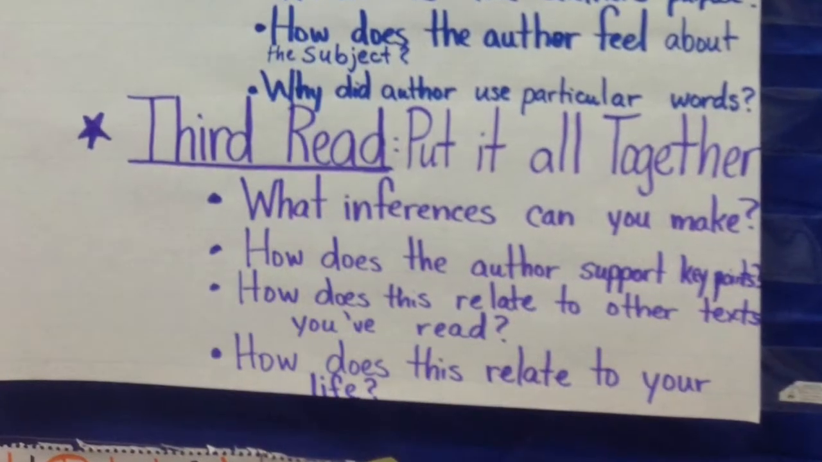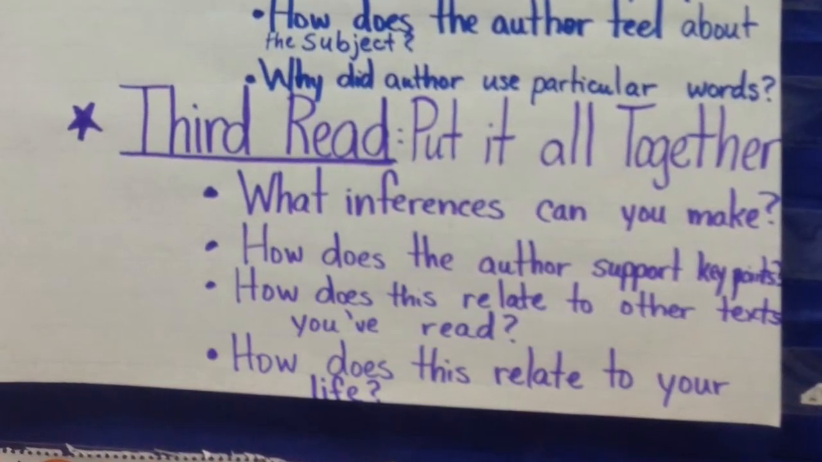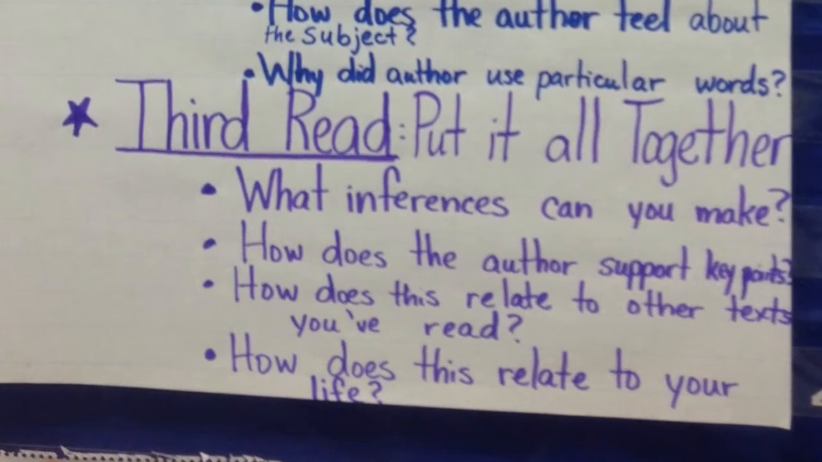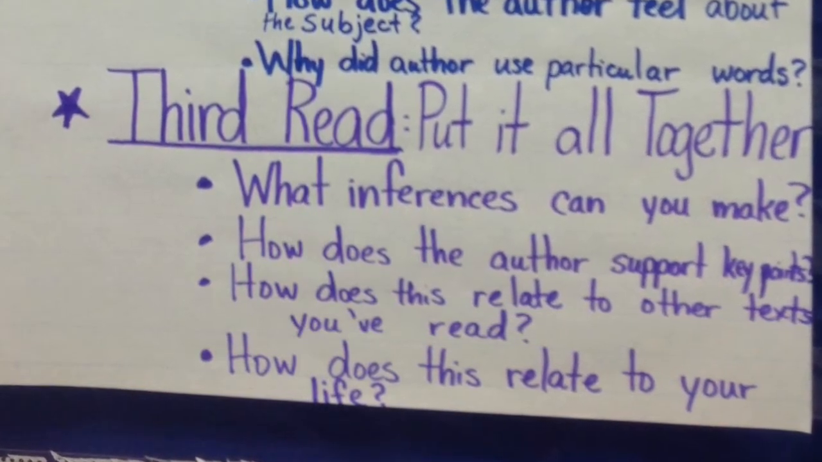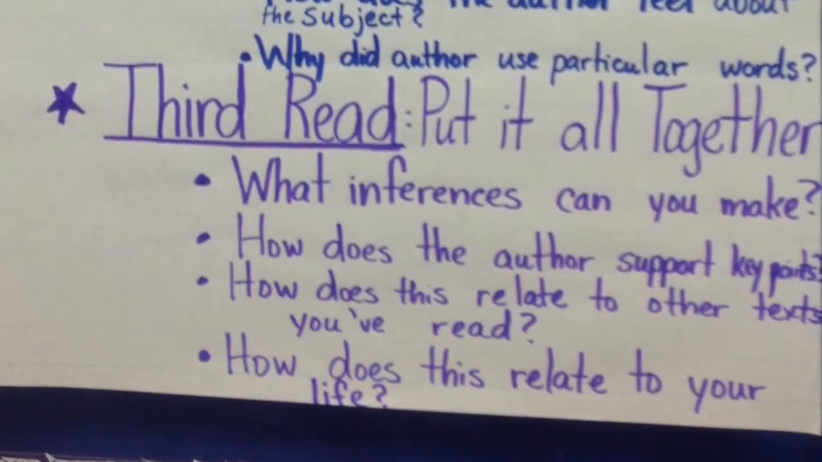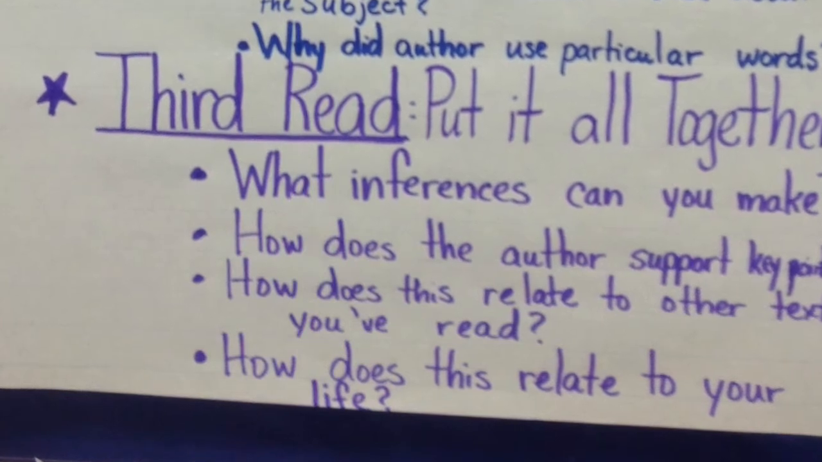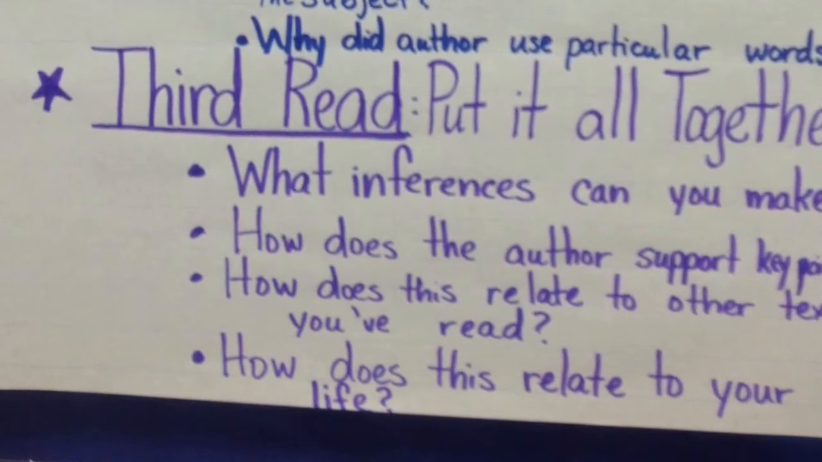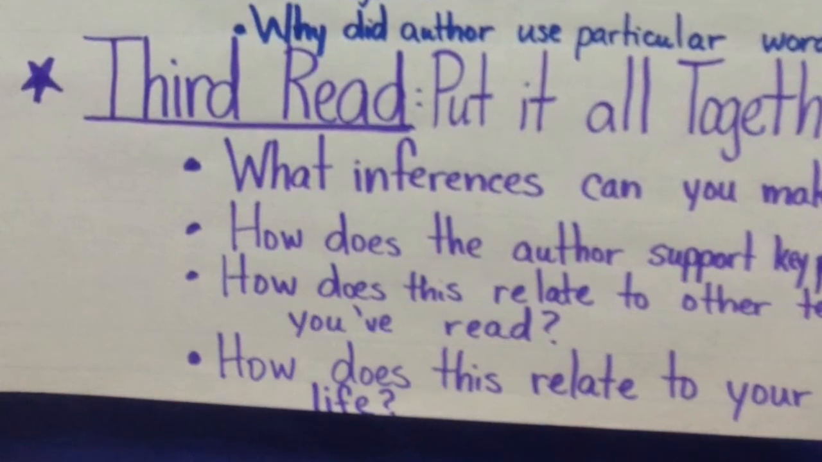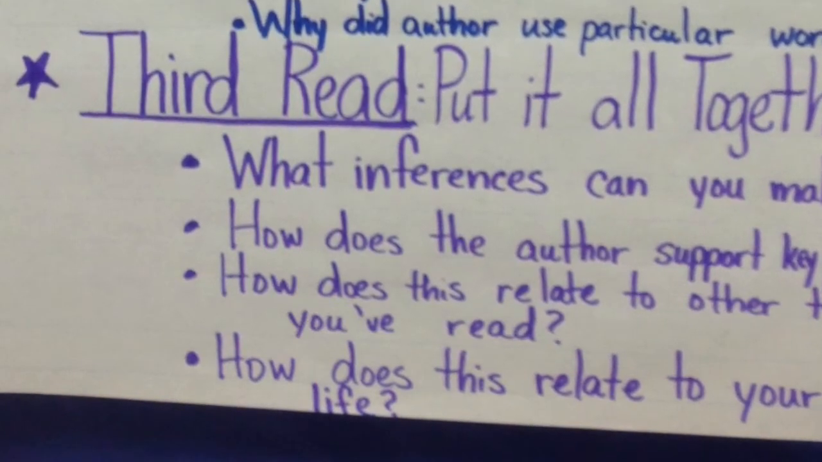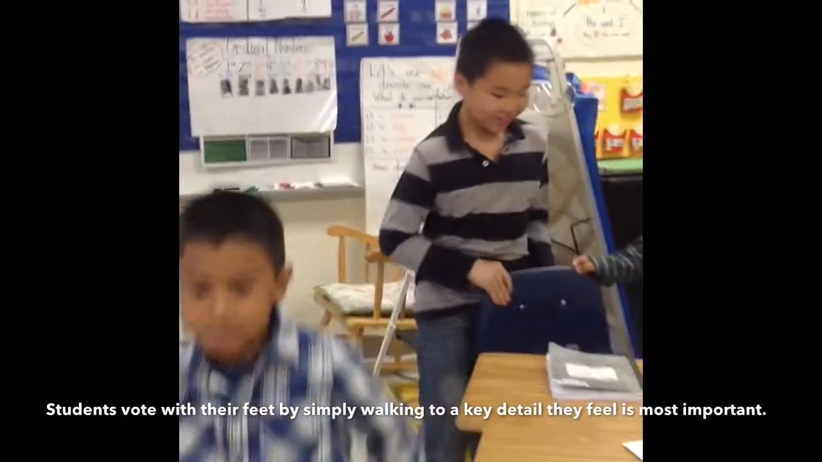Now for the third read, the students read the article one last time, which can be done with partners or individually, and the kids can continue to ask questions, make inferences, form opinions and reflections over all the information that they've just learned and read about. And one fun way we did this is to use a strategy called Vote with Your Feet, which you're about to see now. Start voting with your feet and tell me what you think.